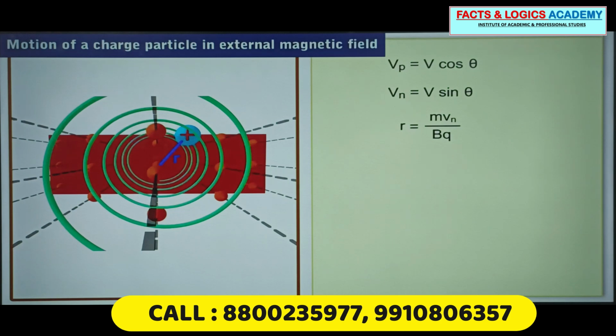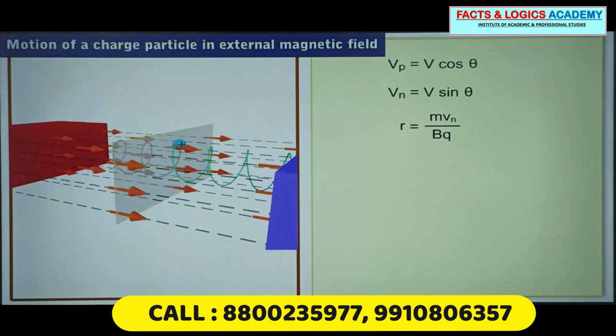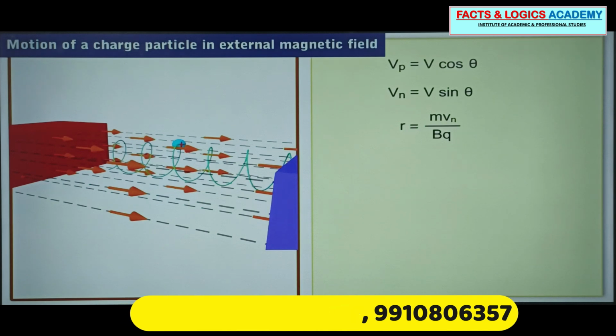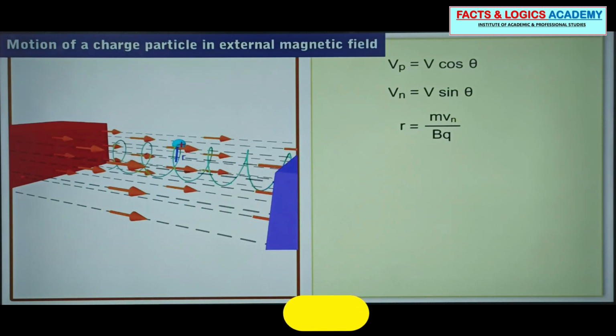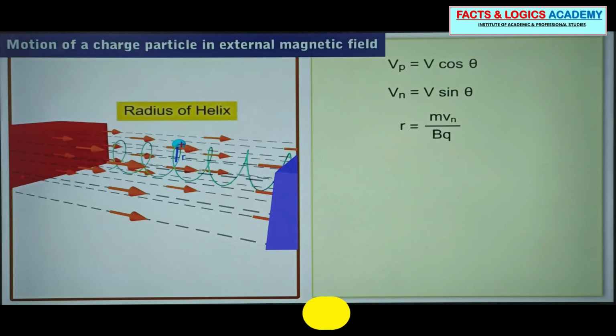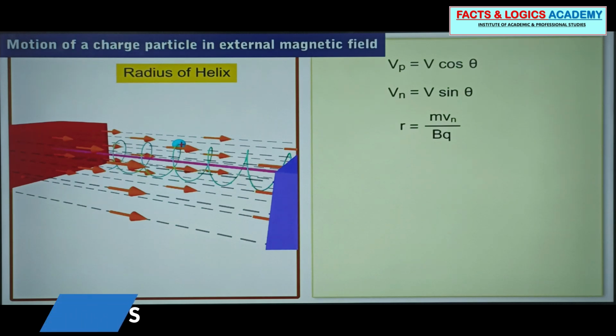Thus, the charged particle has a velocity in the direction of the magnetic field and also in a circular path whose plane is perpendicular to the direction of the field. Due to this, the resultant path of the charged particle is a helix. The radius of the circular path during the helical motion is called the radius of the helix. Here, the axis of the helix is along the magnetic field.